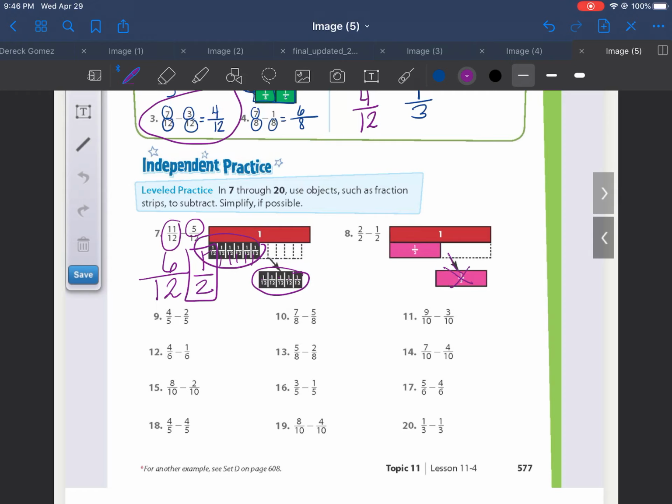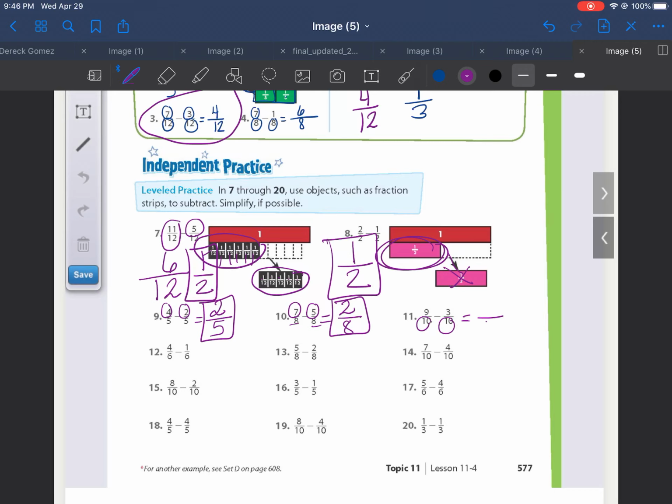We go to number 8. So we have 1 whole minus a half. So if I have 1 whole and I take away 1 part, what will be left? 1/2. Number 9, I am going to subtract, so the denominator stays the same. 4 minus 2 is 2. Denominator stays the same. 7 minus 5 is 2. Denominator stays the same. 9 minus 3, 6.